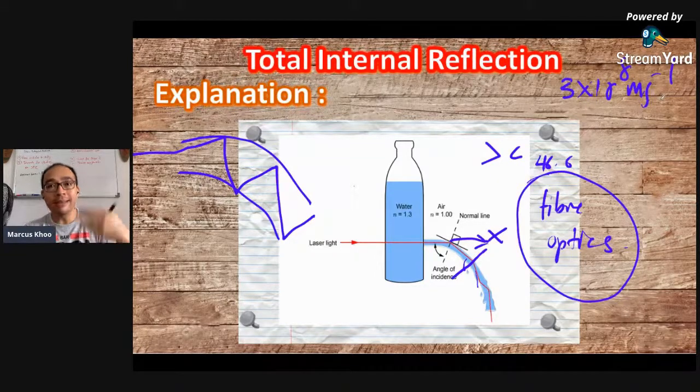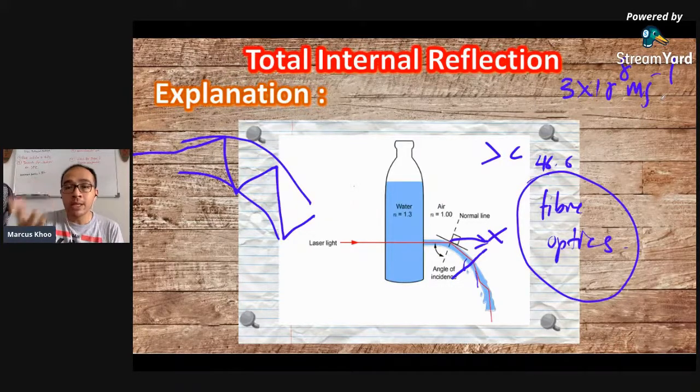So data is carried through these cables which we call fiber optics, and that's just one of the applications. There's many more applications. We use fiber optics in, for example, medical equipment. Like if we attach a camera at the end of this one, then we just insert it into a small hole.